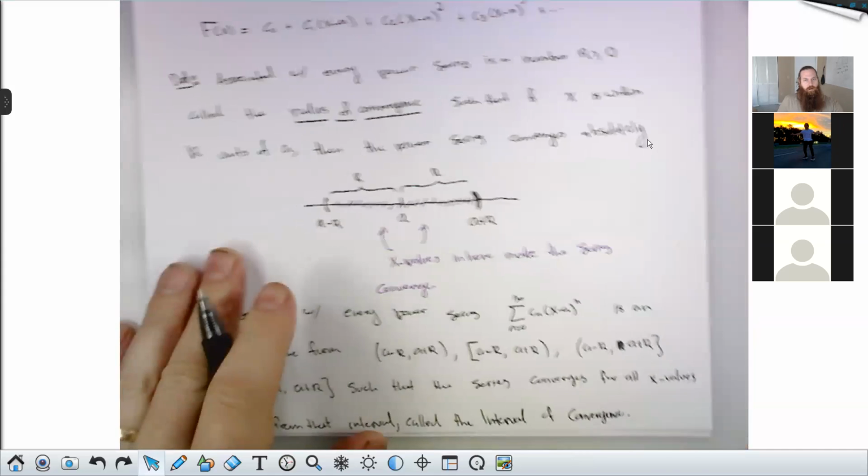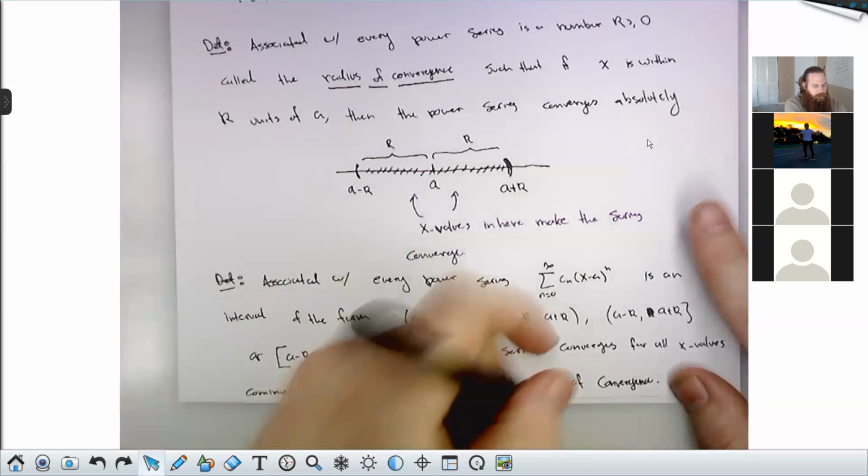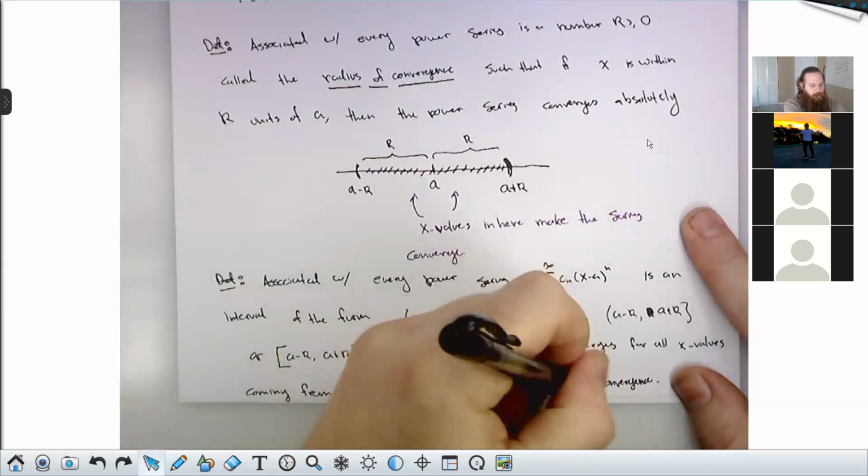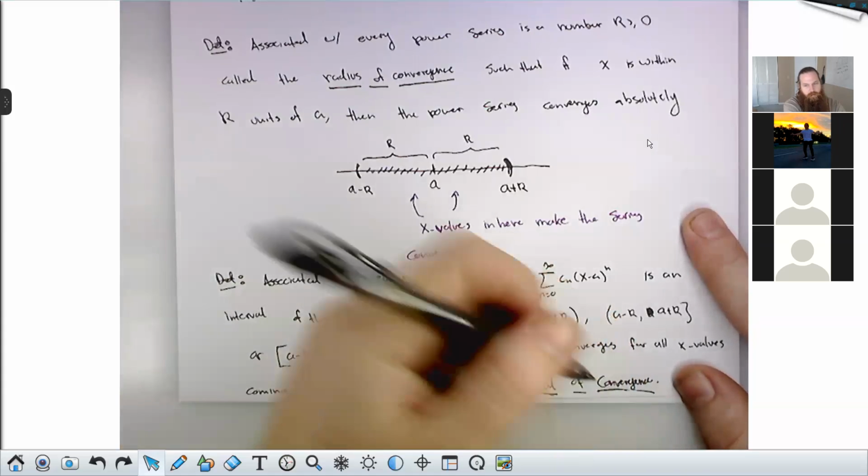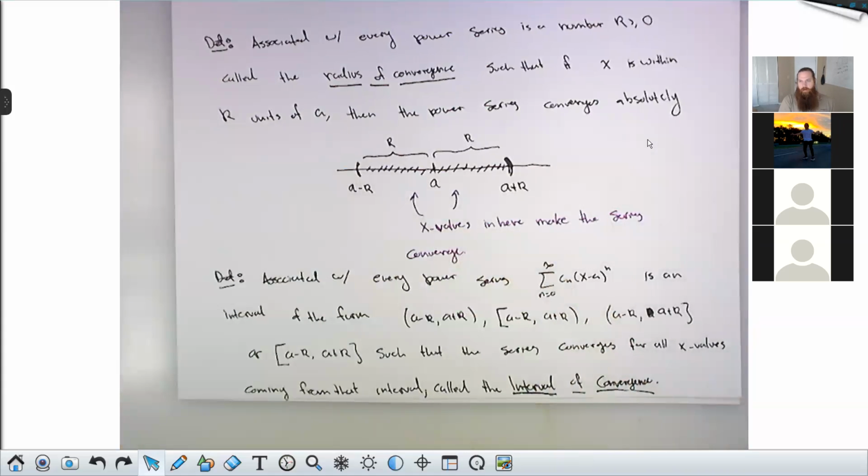All right, so the radius of convergence is how far you can walk from the center and still be guaranteed inside the interval of convergence. The interval of convergence is the interval a minus r to a plus r, but you don't know whether it's open, left closed, right open, left open, right closed, or closed on both sides. The interval of convergence is the interval of all the x values that you can plug into your series so that the series converges.